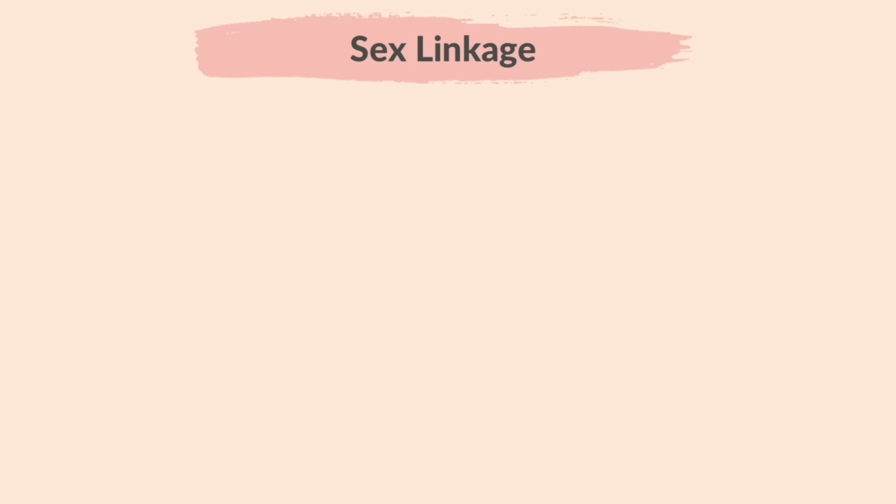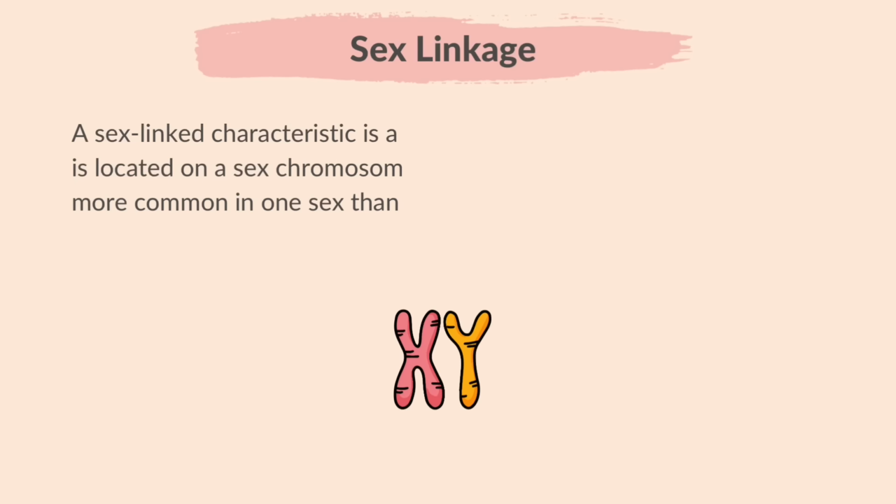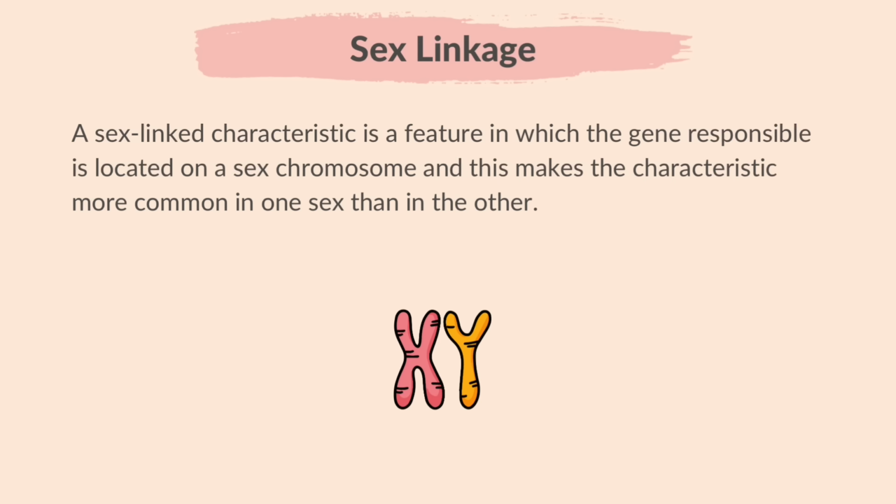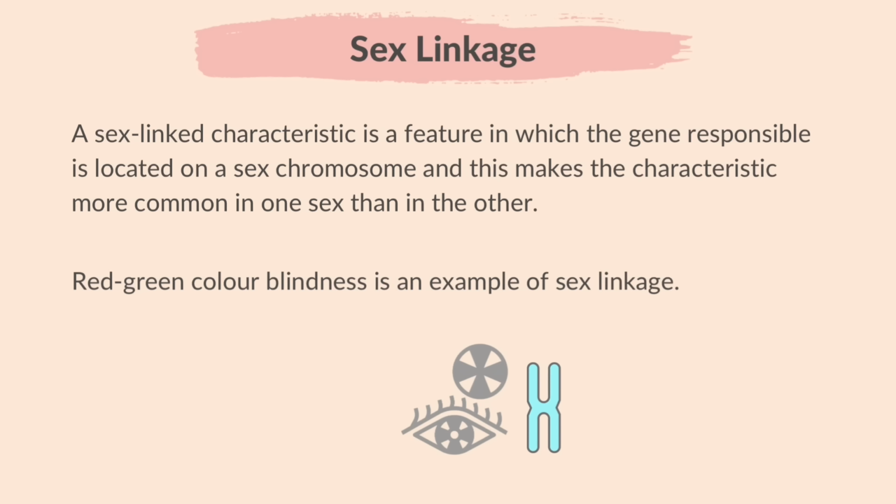Finally, let's learn about sex linkage. A sex-linked characteristic is a feature in which the gene responsible is located on a sex chromosome, and this makes the characteristic more common in one sex than in the other. Red-green color blindness is an example of sex linkage. It is a genetic condition that is caused by a mutation in the genes located on the X chromosome.